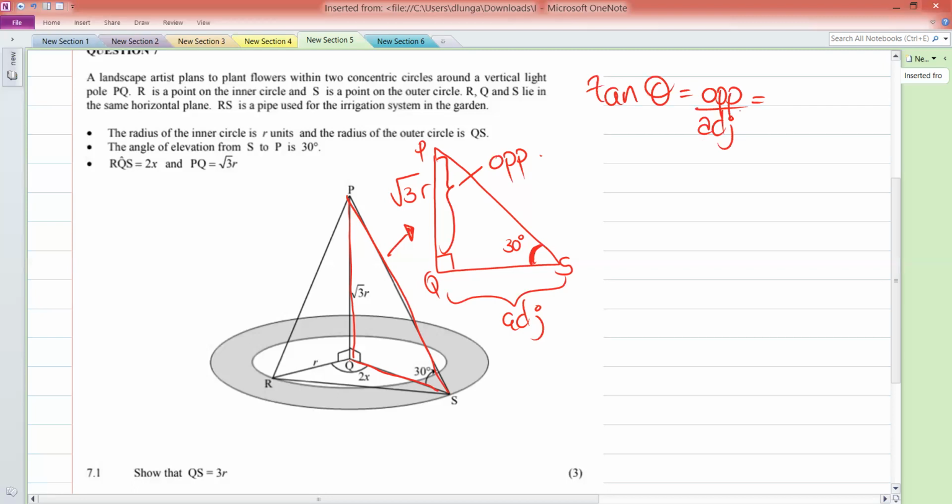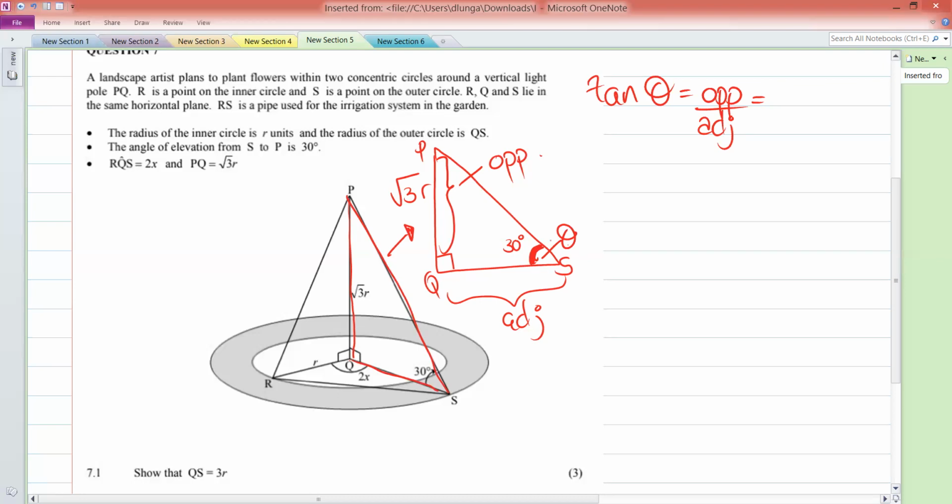Ma'am, is this according to the hypotenuse? Say that again? Is this according to the hypotenuse? No, it's in relation to the 30-degree angle. So in relation to 30 degrees, the QS is the adjacent side, okay? And then PQ is the opposite side. So it's never in relation to the hypotenuse, it's in relation to the angle at S, which was the 30 degrees.